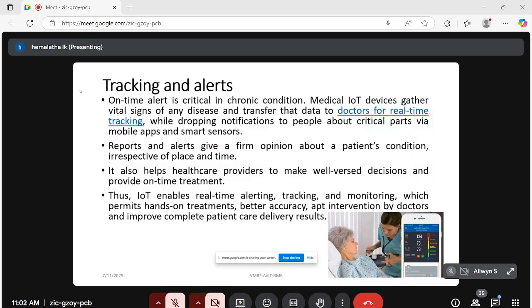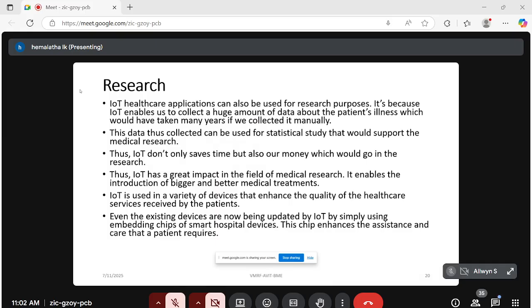And then we can use this IoT in tracking and alerts. Coming to research, IoT healthcare applications are used mostly in research also. A lot of IoT based healthcare systems are now deployed in various hospital premises. The data are collected and used for the statistical study of medical research, and it saves time but also our money, which will go into the research.